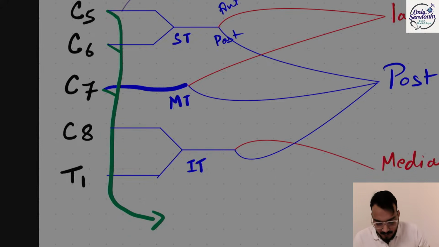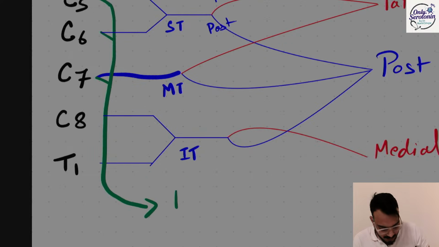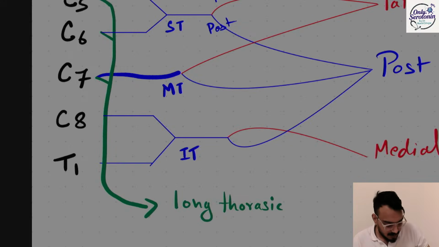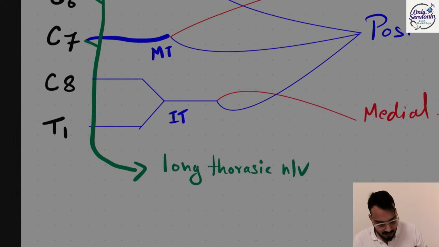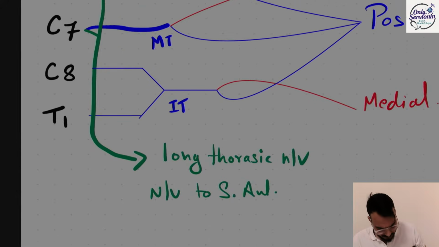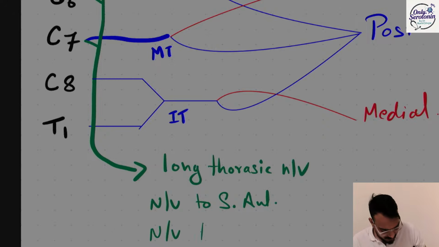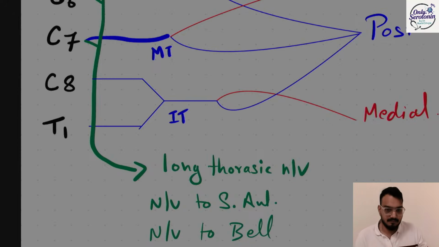The branch which is coming out from C5, C6 and C7, it is your long thoracic nerve. This long thoracic nerve is also known as nerve to serratus anterior muscle, right? And another name is nerve to bell. Long thoracic nerve, nerve to the serratus anterior, and nerve to bell. All these three are the names of a single nerve, right?